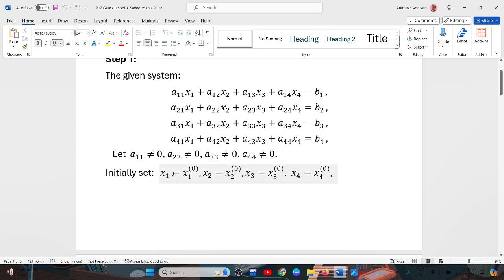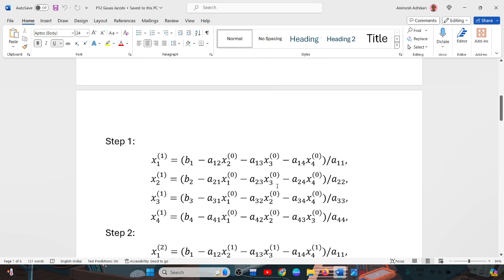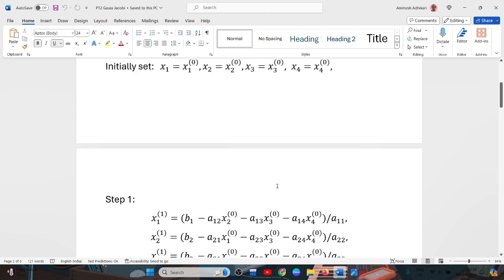Initially, we set the unknowns x1, x2, x3, x4 equal to x1^(0), x2^(0), x3^(0), x4^(0). You can choose x1^(0) equal to 0 or 1 or 2 as you like, and x2^(0) equal to 0, x3^(0) equal to 0, x4^(0) equal to 0 initially. You can choose this.